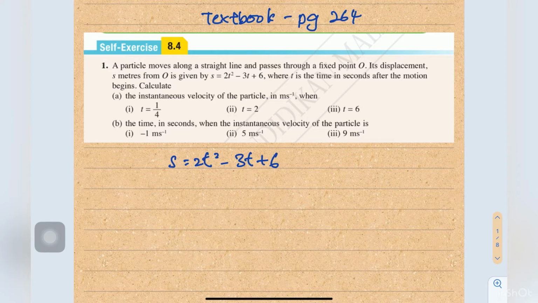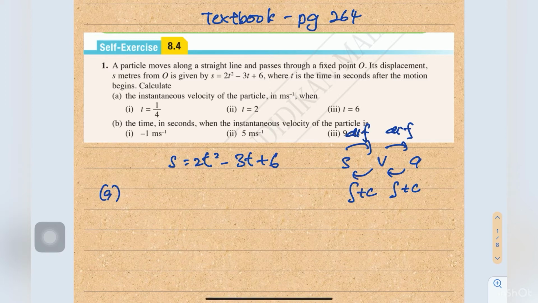Okay, so first of all, we do this S-V-A diagram: S to V differentiate, V to A differentiate another time, A to V integrate, don't forget plus C, V to S integrate another time. Now for question A, we are going to find instantaneous velocity, meaning that now we have S, we are going to find V.